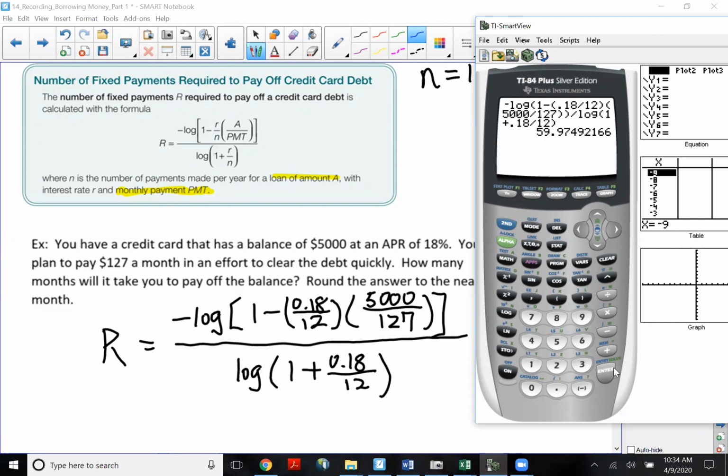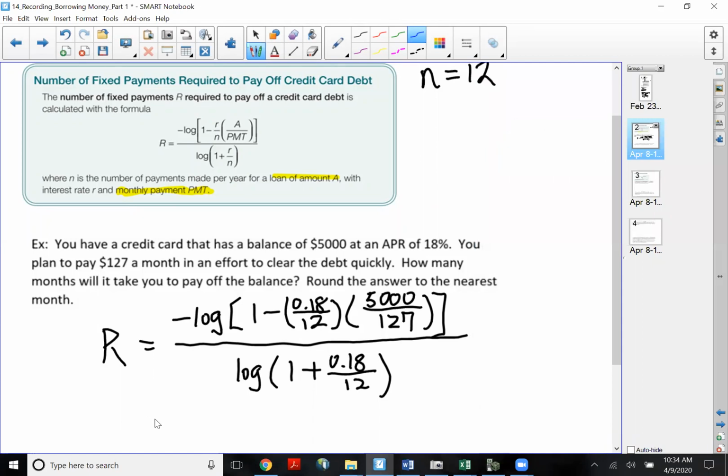And here we go. If I round to the nearest month, that will be about 60 months. It'll take me about 60 months to pay it off. All right, let's try again.